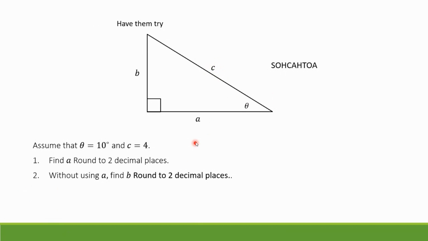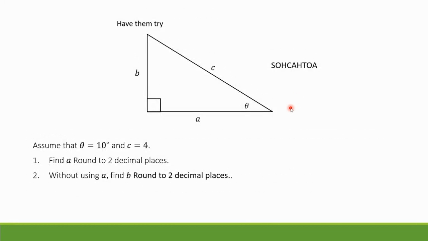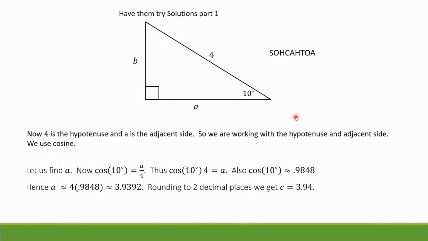So if we want, for instance, to get A, what trig function are we going to use? Well, what trig function deals with the adjacent and hypotenuse? The trig function that deals with them is cosine. So we're going to use cosine to get A. Right? Oh, good. I thought I made a mistake, but I don't think I did.